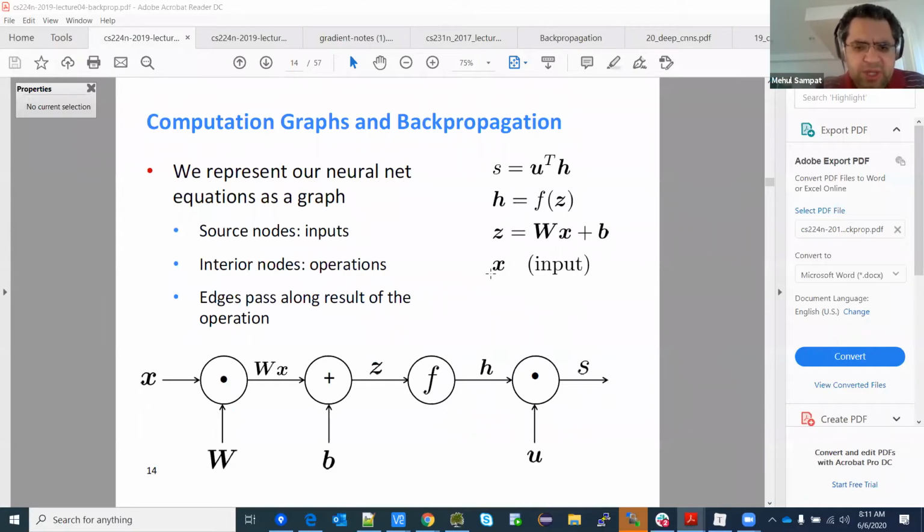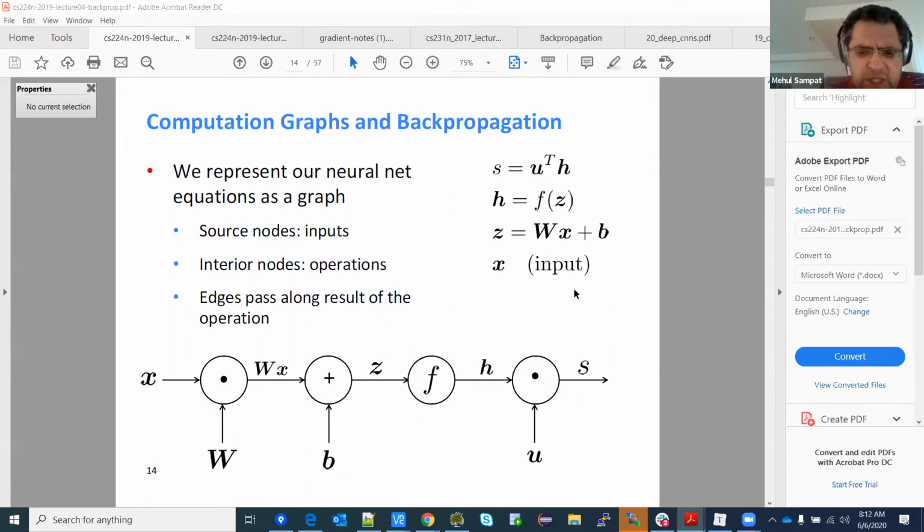Okay. So they represent the neural network, the neural network equations, as a graph. Here we have very simple equations for, I think, just a 1-layer neural network. And X is your input. Anything along the edge is the result of the operation. And every interior node is some operation.